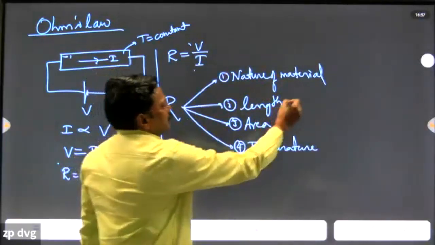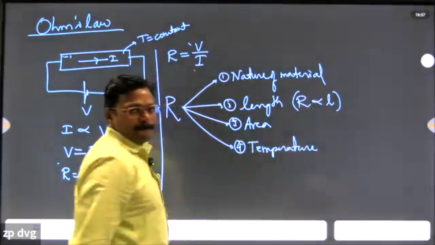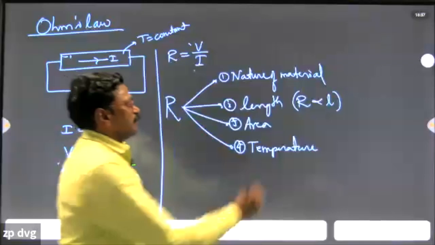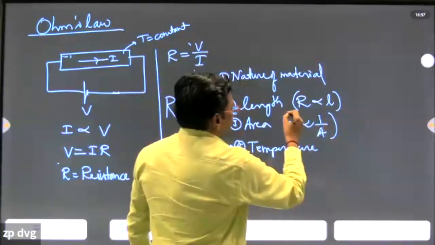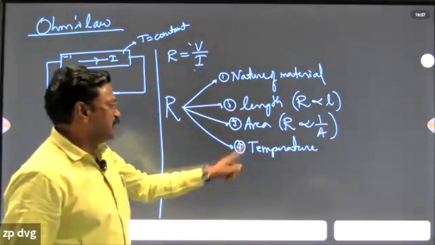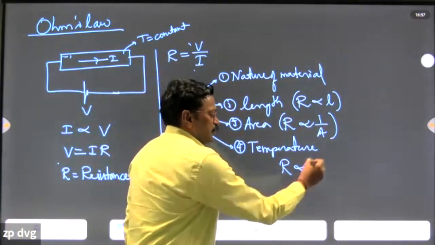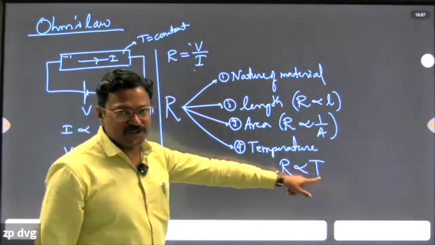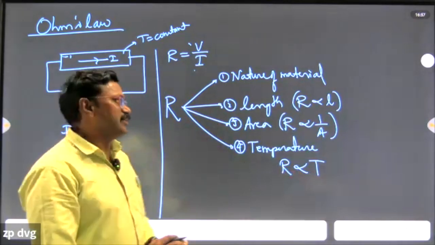If you consider length, resistance of a conductor is directly proportional to the length of the conductor. If you increase the length, resistance also will increase. And resistance is inversely proportional to area of cross section. And then temperature: for metallic conductors, with the increase in temperature, resistance also will increase. So we can consider R to be directly proportional to T. If you heat the wire, its resistance also will increase.